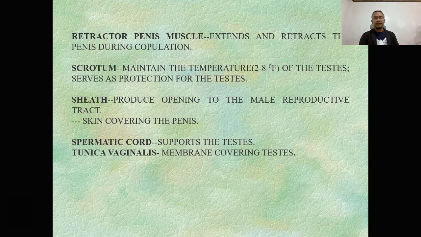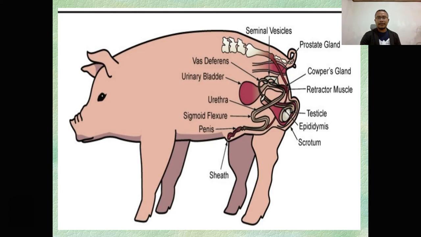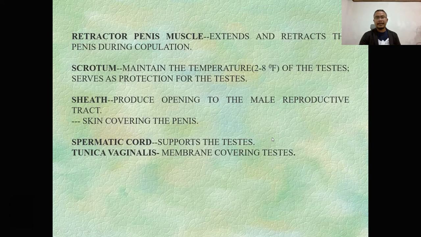Okay, the scrotum maintains the temperature of 2 to 8 degrees Fahrenheit for the testis and serves as protection of the testis. The scrotum is the outside sac that protects the testicles. So aside from protection, it serves as a thermoregulatory organ. It is called a thermoregulatory organ because it maintains the required temperature of the testicles.